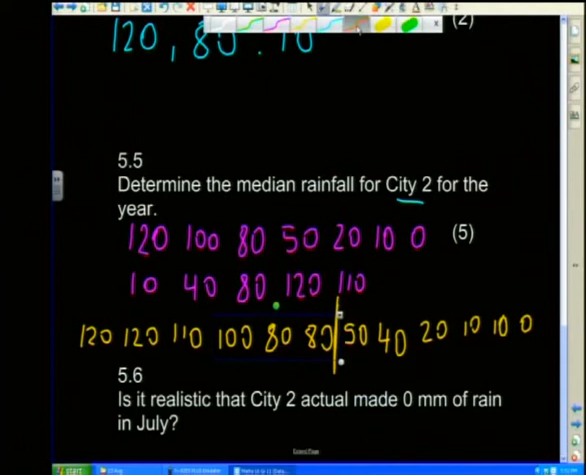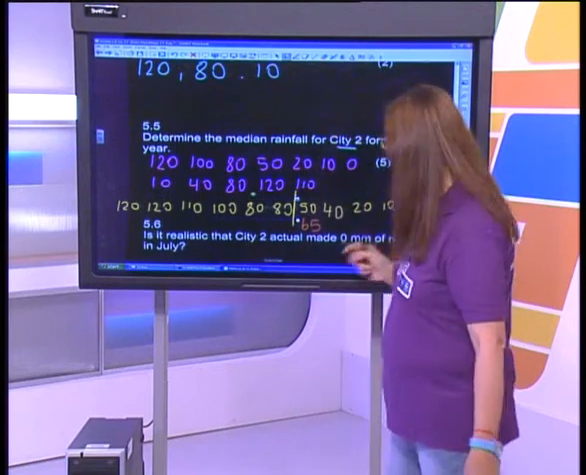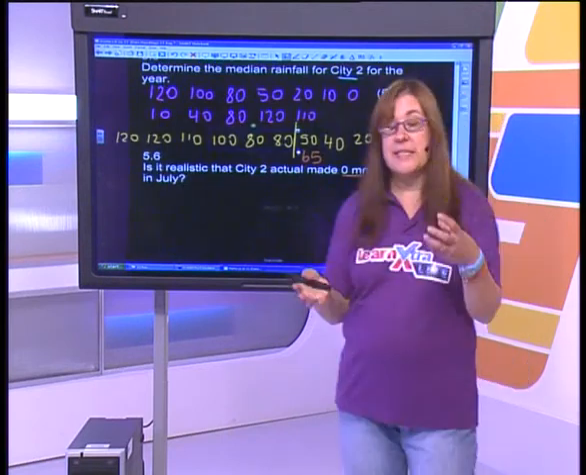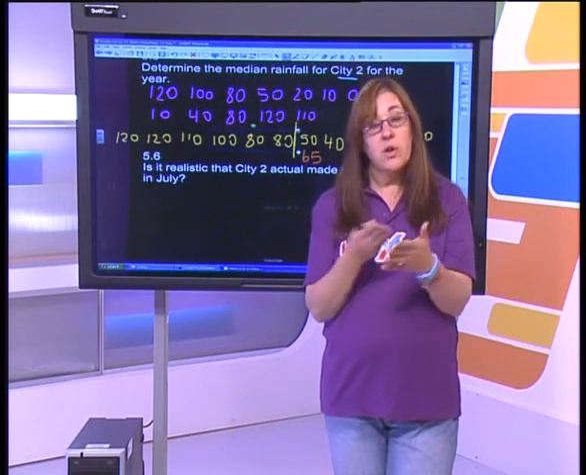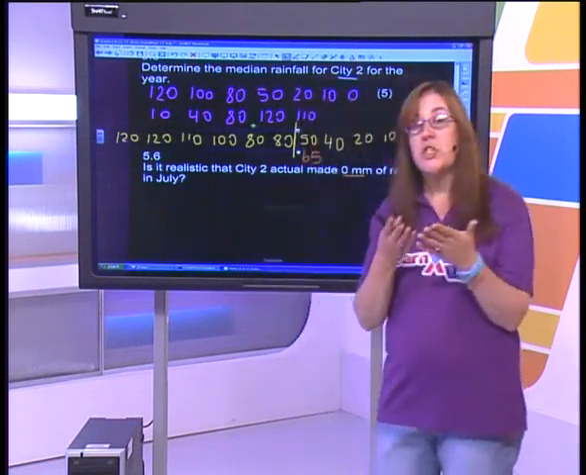Let's use a different color. Is it realistic that City 2 actually made 0 millimeters of rain in July? Well, what we have to look at in this case is our context. Could they have had no rain? Probably not, because they had rain in June and they had rain in August, so probably not.